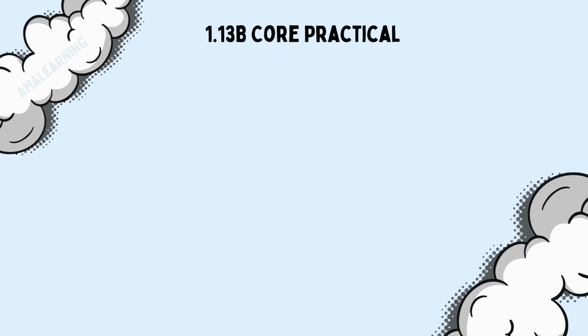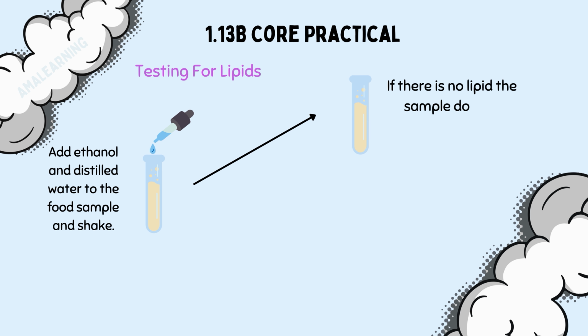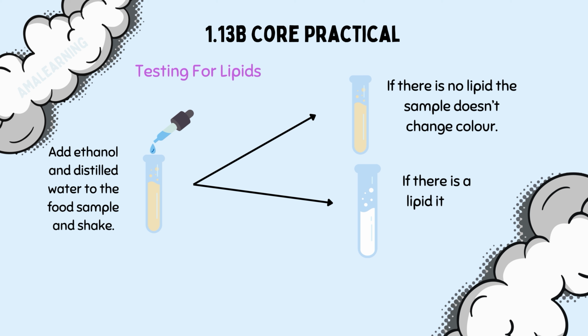Questions relating to the test for lipids are common, and hence knowing the process and the outcomes is important. When testing for lipids, add ethanol and distilled water to the food sample and shake. If the food sample does not contain lipids, then the color will not change. If the food sample does contain lipids, it will turn a cloudy white.